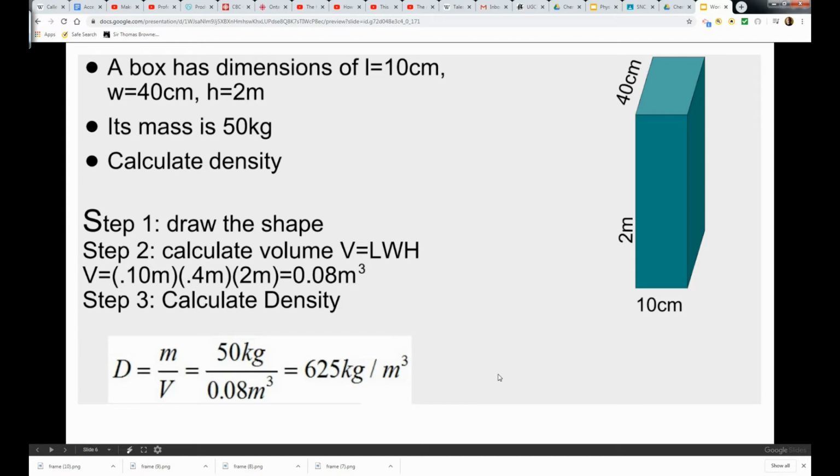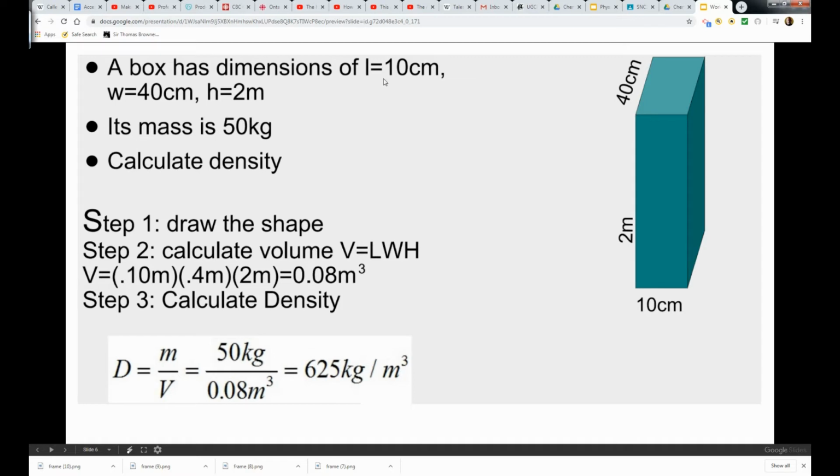This would be a test question. This would be as big as it would get on a unit test in chemistry. A box has dimensions of length 10 centimeters, width 40 centimeters, height equals 2 meters. Its mass is 50 kilograms. Calculate its density. Now, notice the sneaky little trick in there. Do you see it? 10 centimeters, 40 centimeters, 2 meters. Uh-oh. Can we do that? No, we can't.